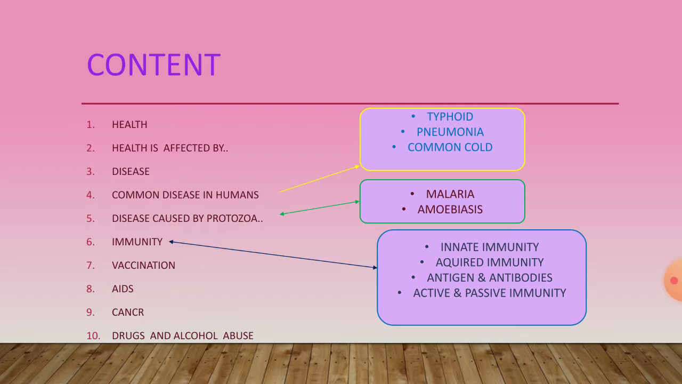Fifth, the diseases caused by protozoa. In this we study malaria and amoebiasis. Sixth, what is immunity? In immunity, we will study innate immunity, acquired immunity, antigens and antibodies, active and passive immunity. Seventh topic, we will study about vaccination.